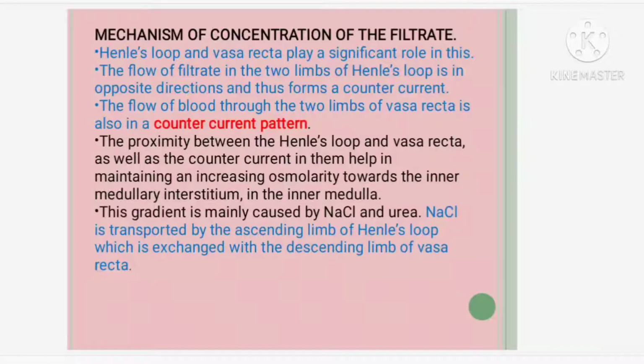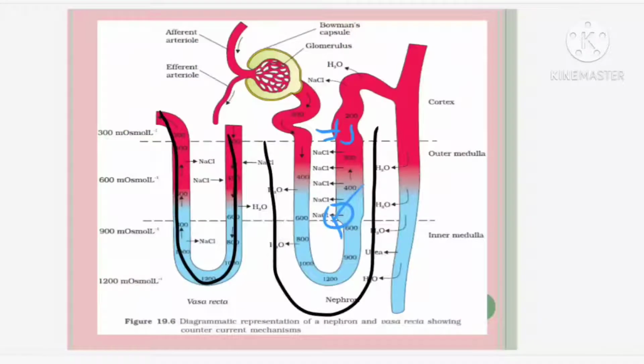Good morning, students. So continuing with the ongoing chapter, that is excretory products and their elimination, right? Today we are going to discuss the mechanism of concentration of the filtrate, meaning how the urine becomes concentrated. What is the mechanism behind it? For that we have to look at this diagram.